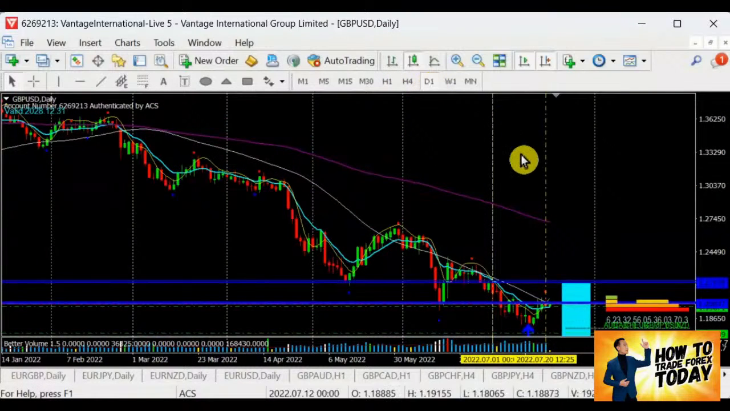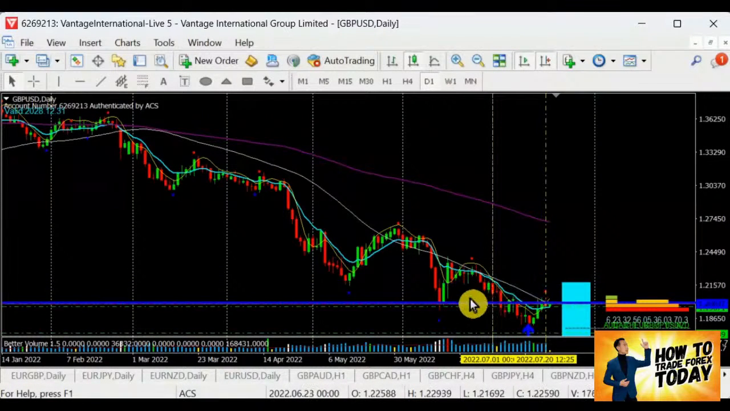Oh, I'm sorry, with so many lines here because yesterday we were having an online Zoom class. Let me take them away. Right. And let's take a look at pound dollar.